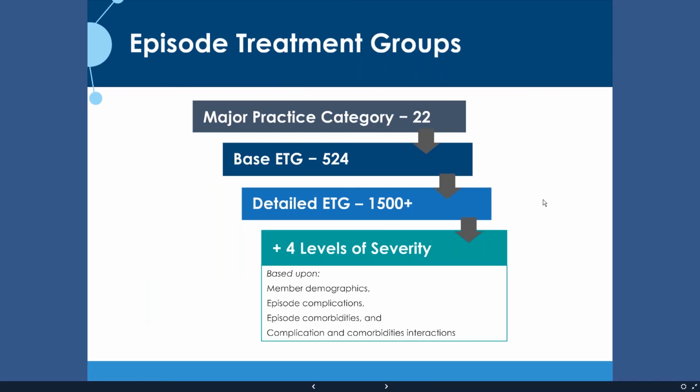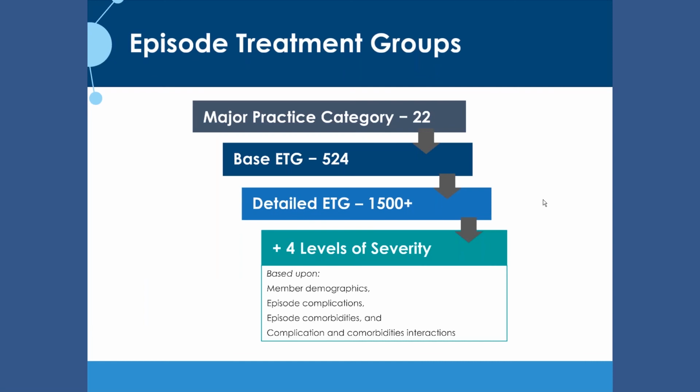Here's an illustration of the hierarchy. So we start at a very high level of major practice categories. There are 22. If we wanted to drill deeper, we could go to the base ETGs, which there are 524. And if we wanted to go to the most granular level, we go down to the detailed ETG, which there are over 1,500 of. And we can also divide those into 4 levels of severity. And the severities are based on member demographics, episode complications, episode comorbidities, and the complication and comorbidity interactions.